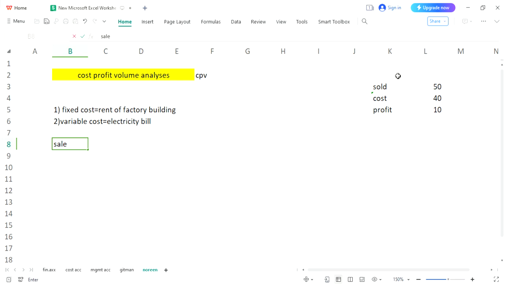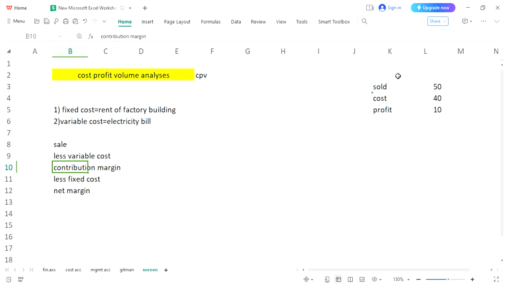We have said if you have sales and you subtract variable cost first, you will get contribution margin. Instead of profit, you will write contribution margin. And when you subtract your fixed cost out of contribution margin, you will get net margin. So these were concepts which we have discussed earlier, and it's now time to see what new we can have: contribution margin and net margin.